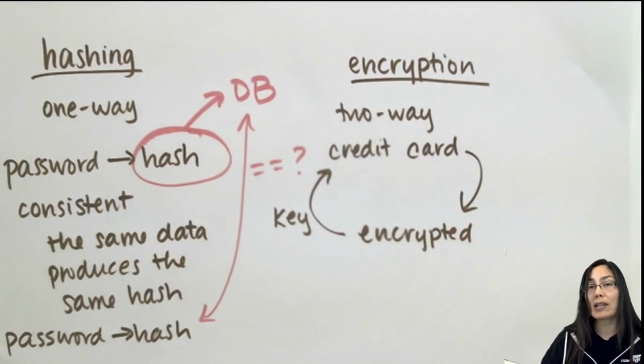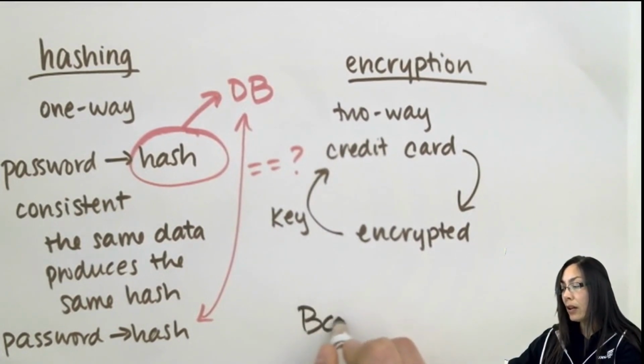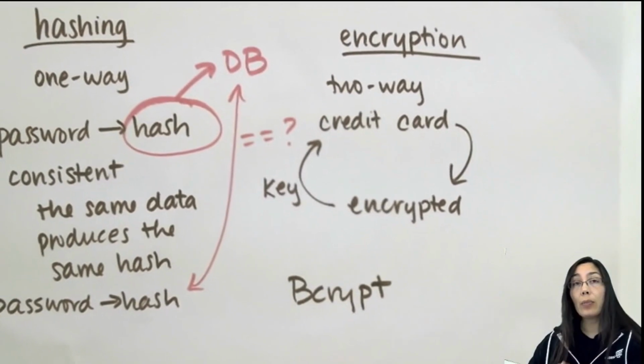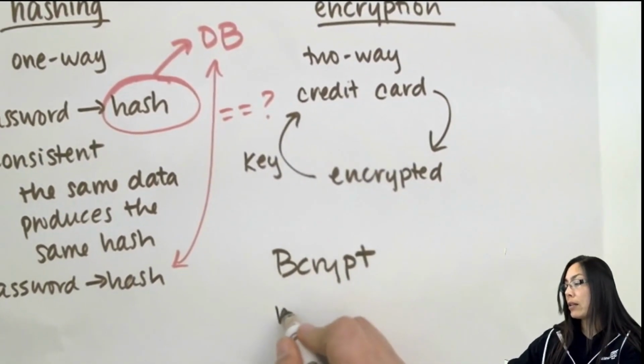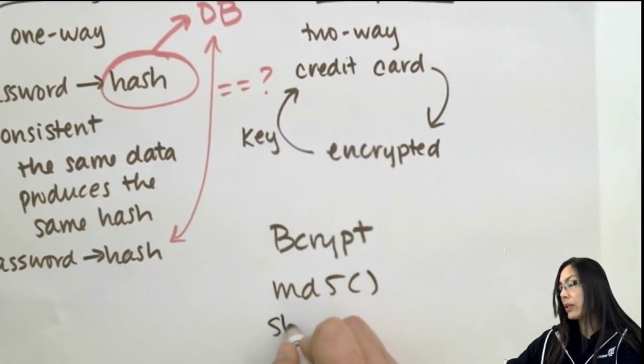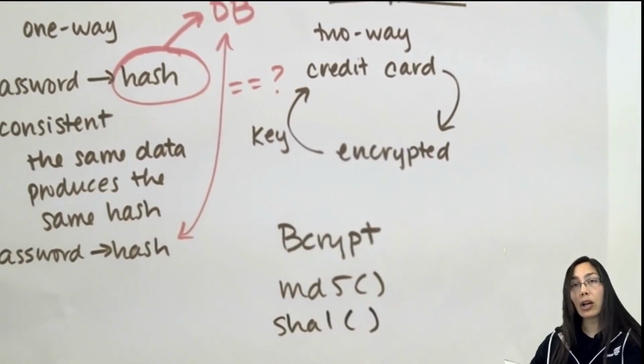Okay, so in order to make this happen, we're going to be using some hashing algorithms. The one that we're going to be using is called bcrypt. Okay, that's the one that we want to use. However, in order to really understand how bcrypt works, we're going to be taking a look at some other ones. MD5 is the one that we'll be looking at. There's also another very common hashing algorithm called SHA-1.